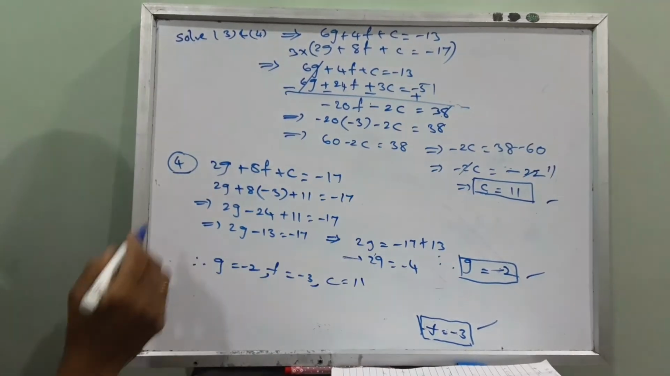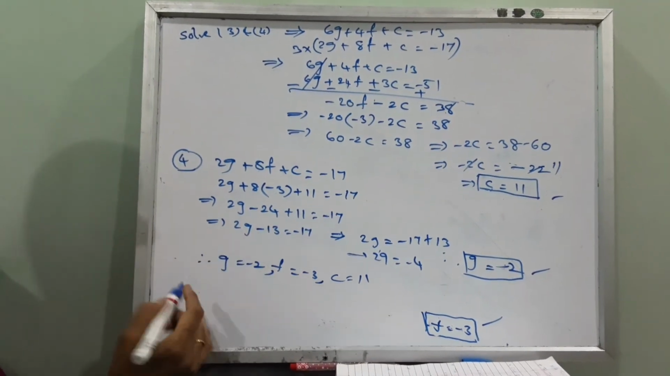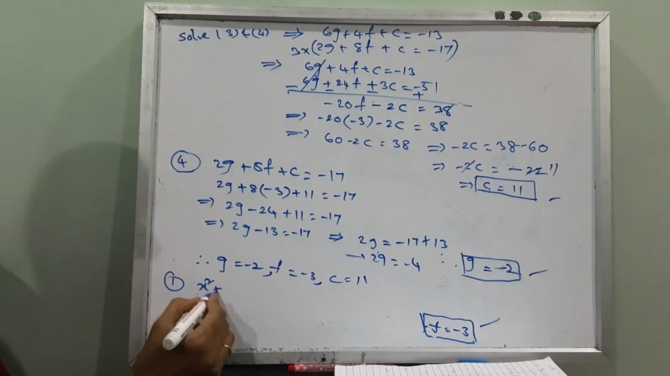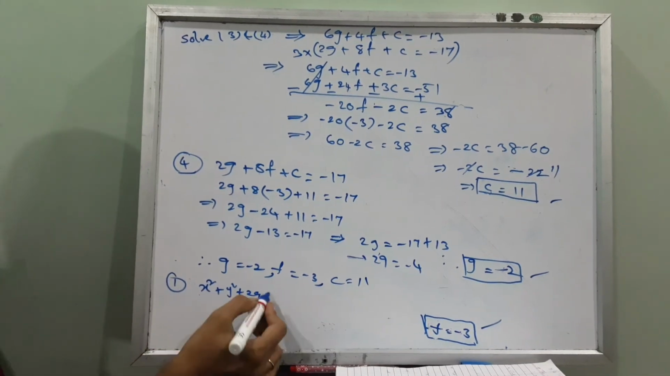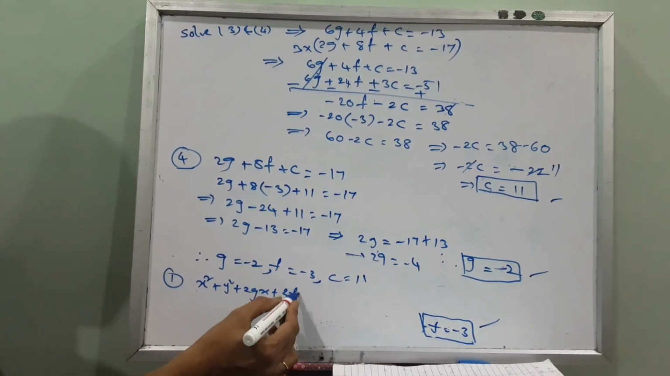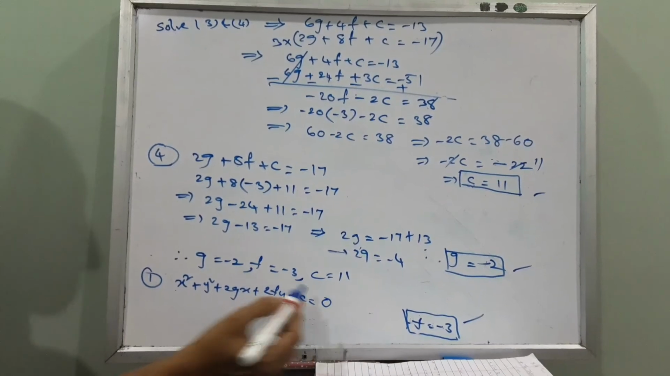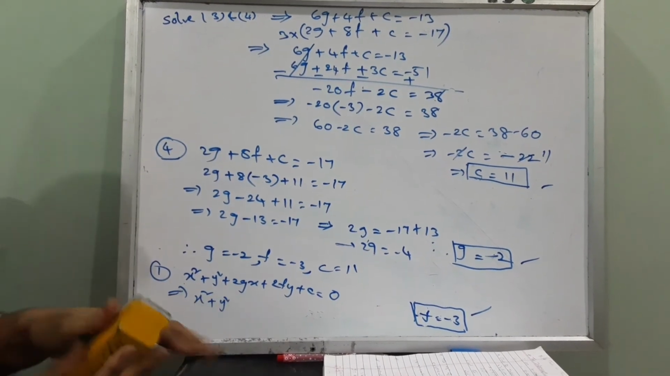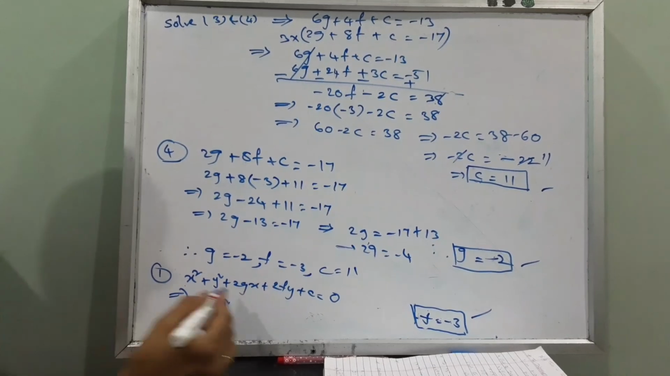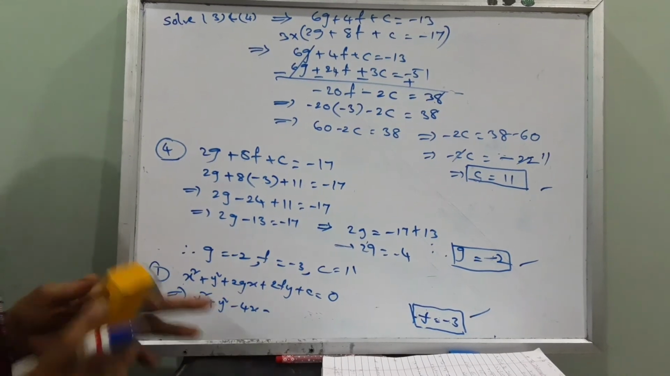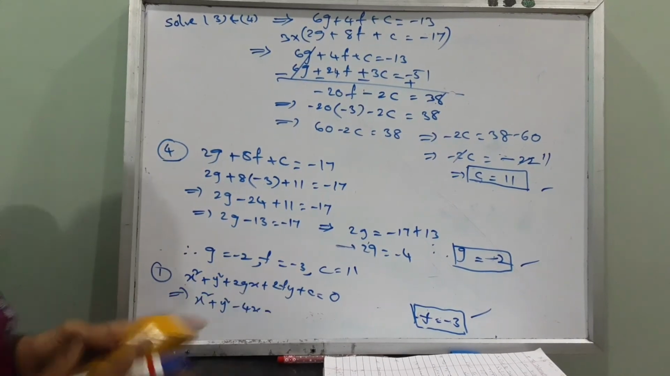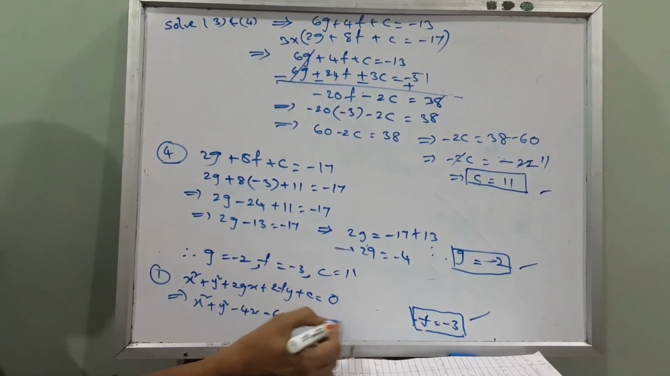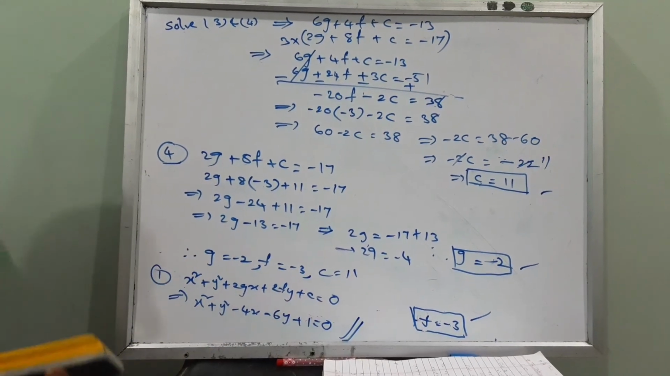Now substitute g, f, c in the general equation of a circle: x square plus y square plus 2gx plus 2fy plus c is equal to 0. This implies x square plus y square, substituting g equal to minus 2, 2 into minus 2 is minus 4x, put f equal to minus 3, 2 into minus 3 is minus 6y, plus c, which is 11, is equal to 0. This is the required equation of a circle.